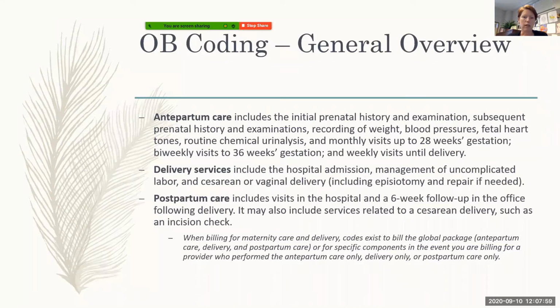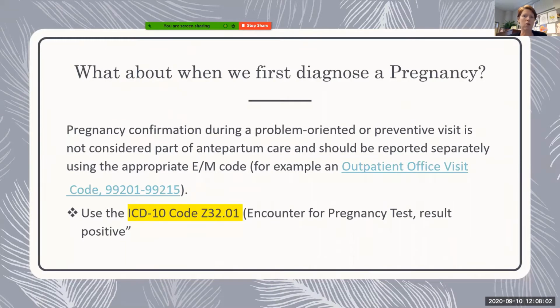So when we first diagnose a pregnancy, oftentimes we are not seeing that patient as a dedicated OB patient at that visit, and we are confirming the pregnancy by a urine dip or an HCG, and they're usually here for another reason. Sometimes they're coming in because they feel like they have missed their period and they're wondering if they're pregnant, that kind of thing. But regardless, we would never bill that very first diagnosis as part of their OB care. That would be an E&M code like we would bill any other office visit.